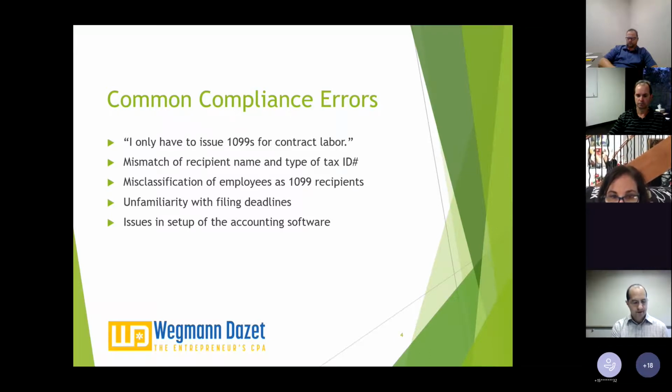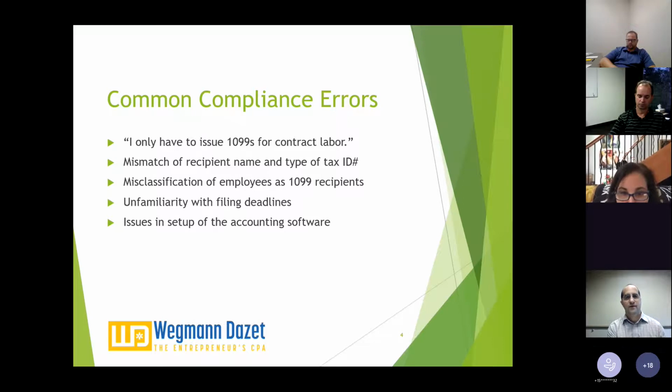Another thing that we see is that there's an unfamiliarity sometimes with what the filing deadlines are for the 1099s. So for 2021 and for the past several years, since the IRS moved up the deadline, the filing deadline for 1099 NECs is the end of January. So you have till January 31st to make that filing with the IRS, whether you're doing that electronically or if you're using snail mail, it has to be postmarked by then.